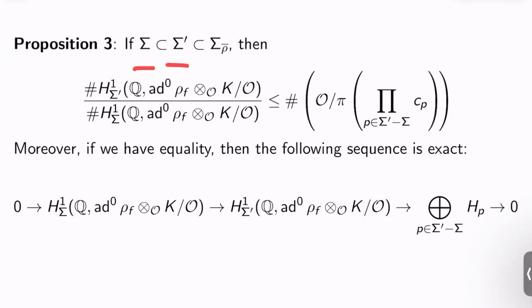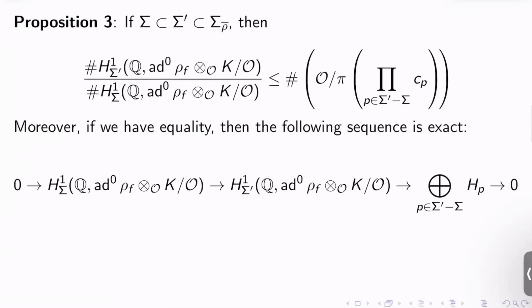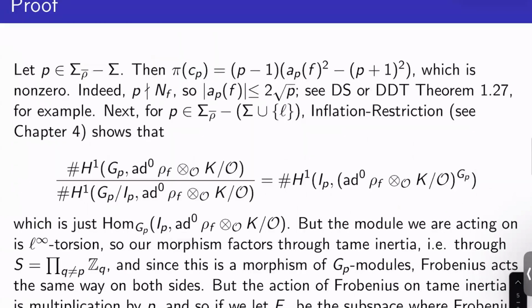It says if sigma is in sigma prime is in sigma rho bar, then the cardinality of H1 sigma prime divided by the cardinality of H1 sigma is at most the cardinality of O mod pi of the product of the CPs where P runs through sigma prime minus sigma. So the primes in the bigger set sigma prime, but not in the smaller set sigma, determine the growth, all right? Moreover, if we have equality, then the following sequence must be exact. 0 to H1 sigma to H1 sigma prime to the direct sum of the HPs where P runs through sigma prime minus sigma to 0. Okay, so let's prove this.